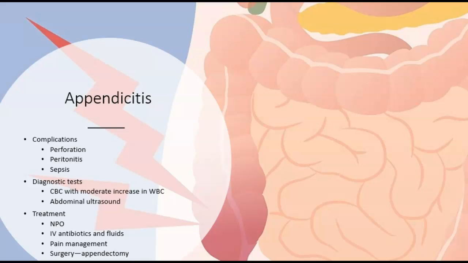Medical treatment: you want to keep them NPO to prepare for the possibility of surgery and avoid making this inflammation worse. They should receive IV fluids for volume restoration and the prevention of electrolyte imbalances. They will receive IV antibiotics, pain medications, and, if needed, surgery, an appendectomy, so surgical removal of the appendix.